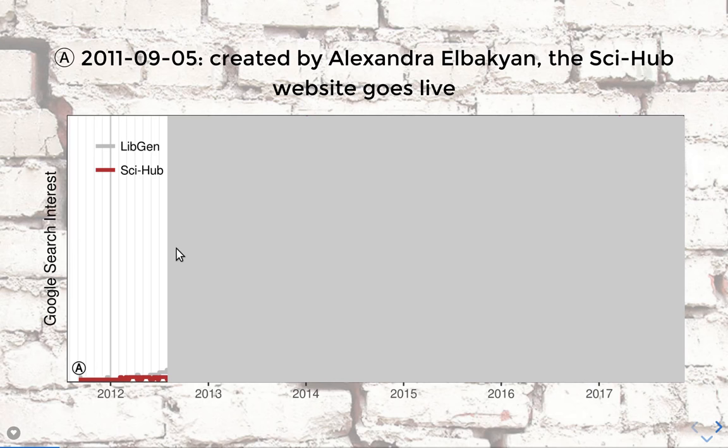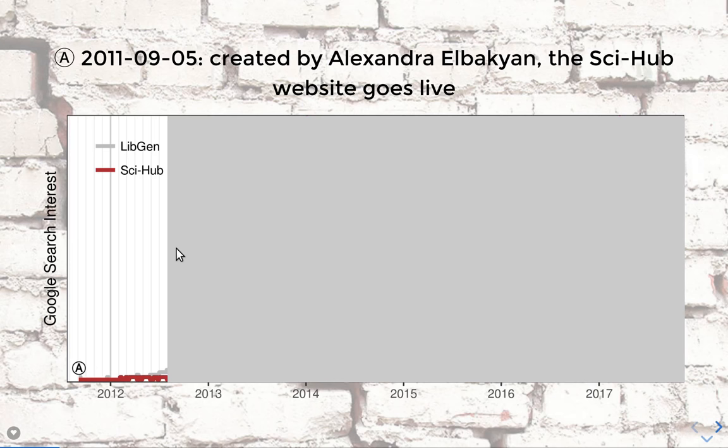For this initial period, from 2011 to most of the way through 2012, whenever someone used Sci-Hub to request an article, it would proxy a university and download that article. It had no caching, meaning if I requested the same article that someone else had requested the day before, it would download it twice. So it wasn't an efficient implementation.